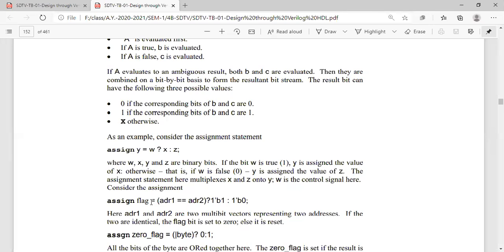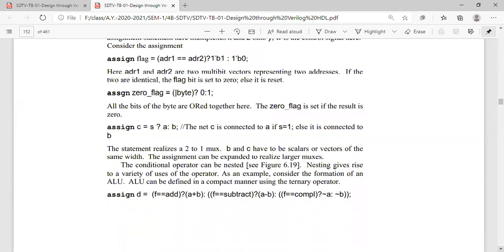Not only that, if you want to assign some value to the flag: if address 1 is equal to address 2, then 1'b1 will be assigned to the flag. What is the meaning? This indicates a 1 bit binary, and its value is 1. Otherwise, this is a 1 bit binary, and its value is 0. So we also have these 0 flags where we deliberately give some value of zeros, right?